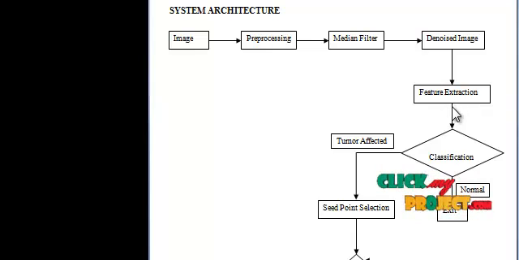Then we are processing the texture features extracted from the trained images and the test image into the classifier. Classification is done using the KNN classifier. In pattern recognition, the K nearest neighbor algorithm is a non-parametric method for classifying objects based on the closest training examples in the feature space.